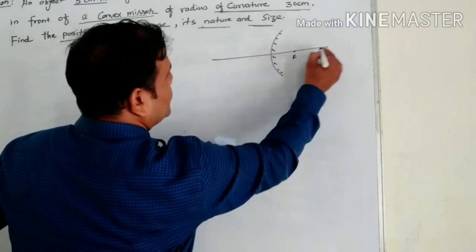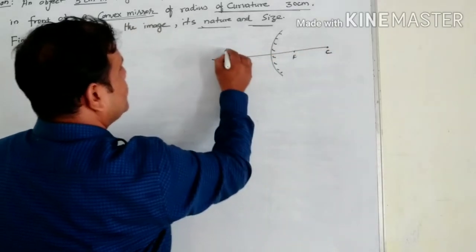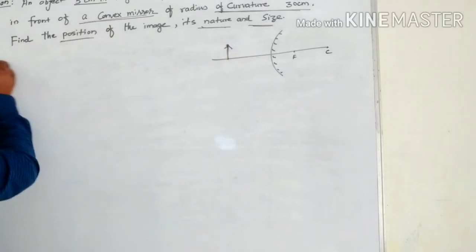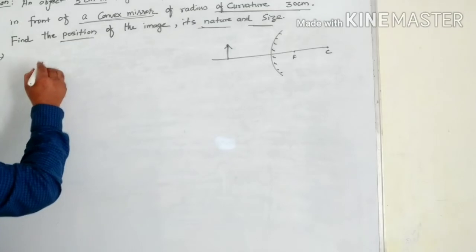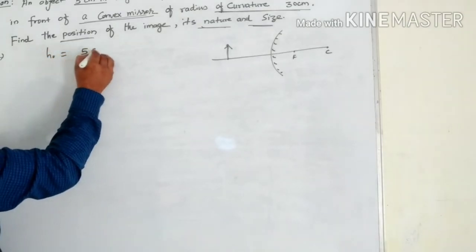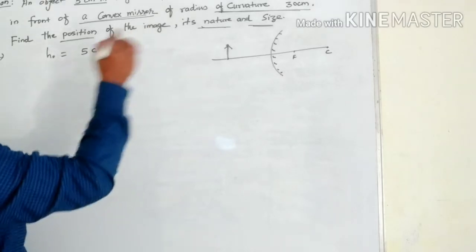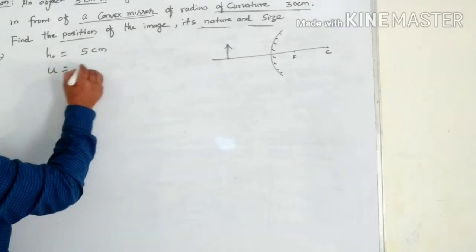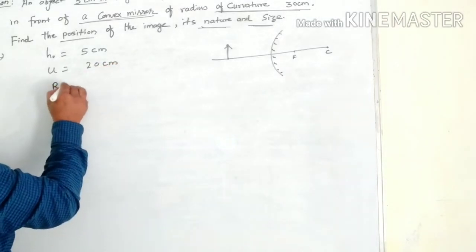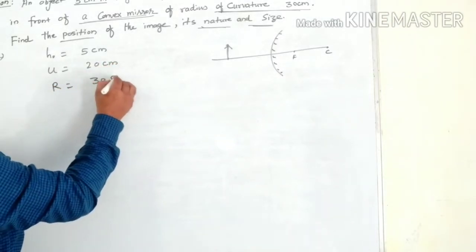So see here, this is a convex mirror. Here will be the focus. This is the center of curvature. The object is placed this side. First of all, whatever things are given, I will write. Height of object is given, 5 centimeter. The distance of object, u, is 20 centimeter. Radius of curvature is given, 30 centimeter.